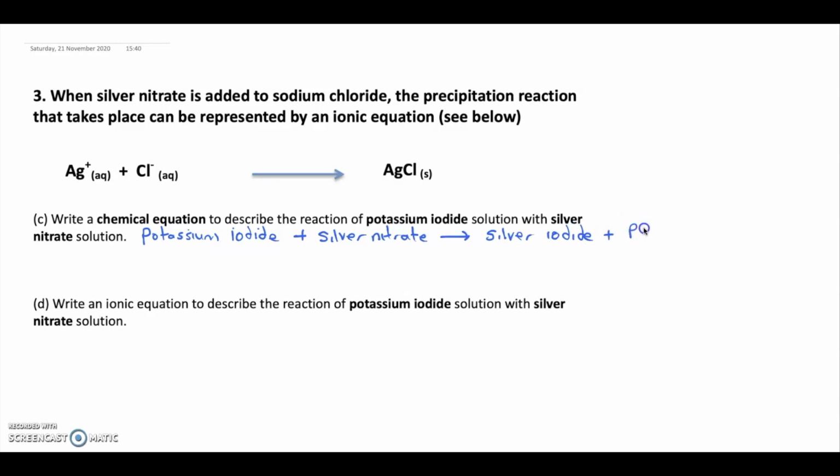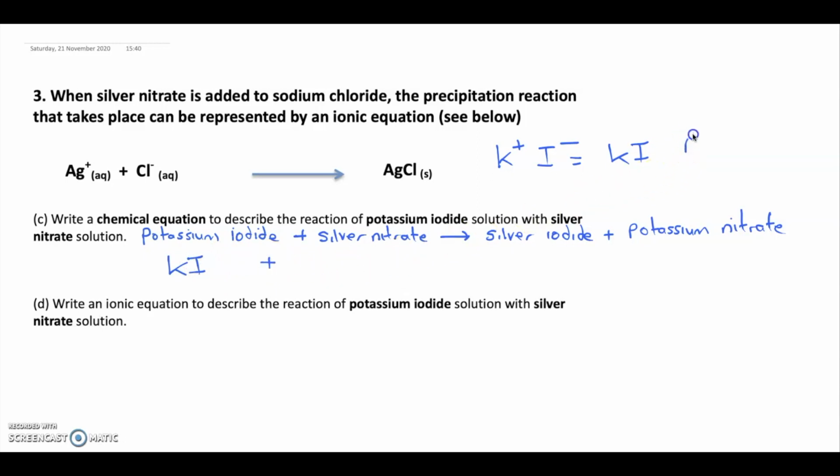Now once I've written the word equation, I can now write chemical equations and ionic equations. To write a chemical equation, I need to replace the words in the word equation with symbols. For potassium iodide, we have the ions K+ and I-. Because these have the same charge, they cancel out. So the formula of potassium iodide is KI. I'm going to write KI in my chemical equation here.